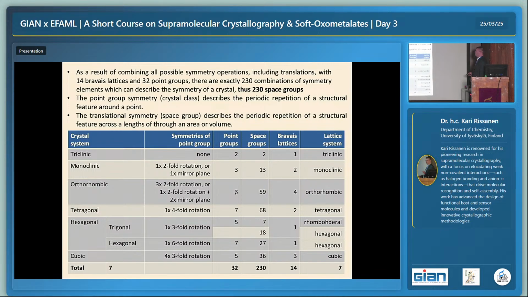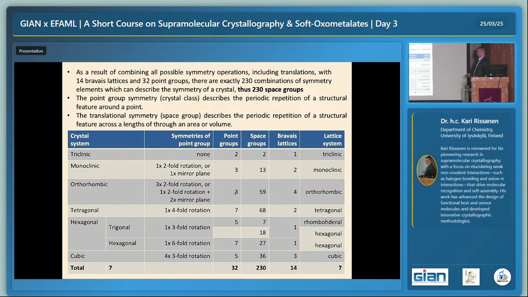And then orthorhombic, you will have more symmetry operations. You can see here, twofold, a mirror, and we have our 3 point groups, but now we have 59 possibilities because we have so many Bravais lattices. So sometimes in the orthorhombic system, it might be difficult to find the correct one because it has to be one of these 59. And it's the orthorhombic system.